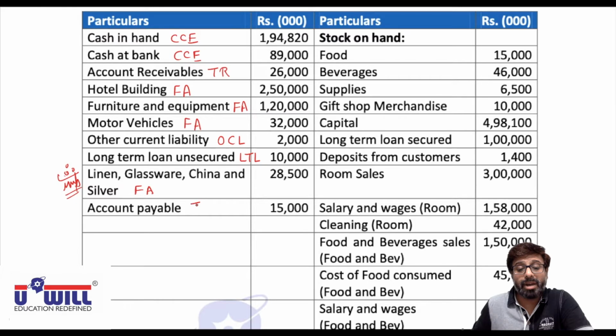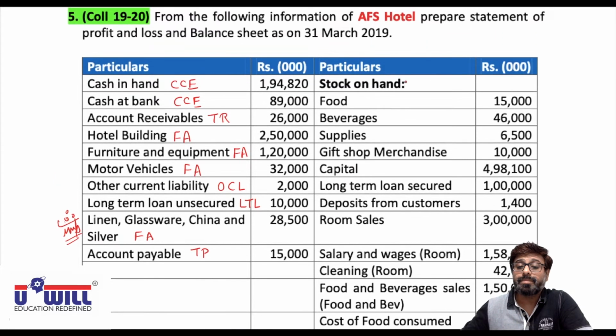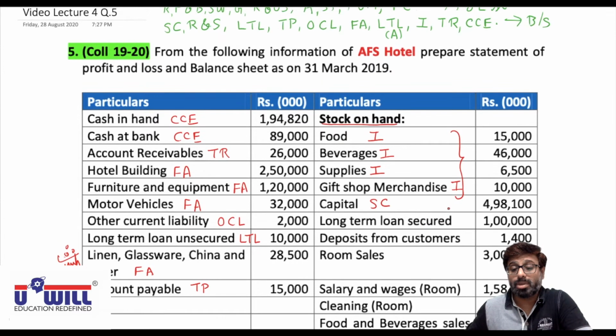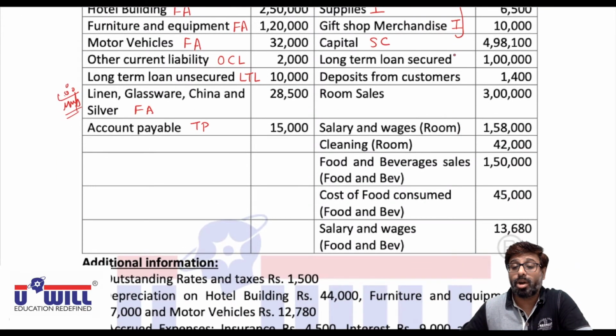Accounts payable, trade payables in liabilities. Stock on hand of food, inventories. Stock on hand of beverages, inventories, and stock on hand of supplies, inventories, gift merchandise, inventories. All these are under the heading of stock on hand. Capital, share capital SC, long-term loans secured. So again long-term loans LTL. Both of these are liabilities.